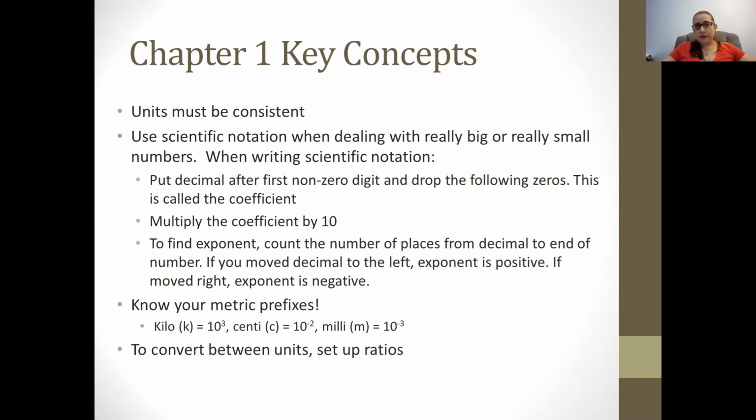Get to know your metric prefixes. So I listed there the main 3 that you use in Physics 1. However, there are quite a few more prefixes that you will encounter in physics. So kilo, which is lowercase k, is times 10 to the 3, or 1,000 of your base unit. Kilometers is 1,000 meters. Kilograms is 1,000 grams. Centi, or lowercase c, is times 10 to the negative 2, so that's 100th. And then milli, lowercase m, is 1,000th.